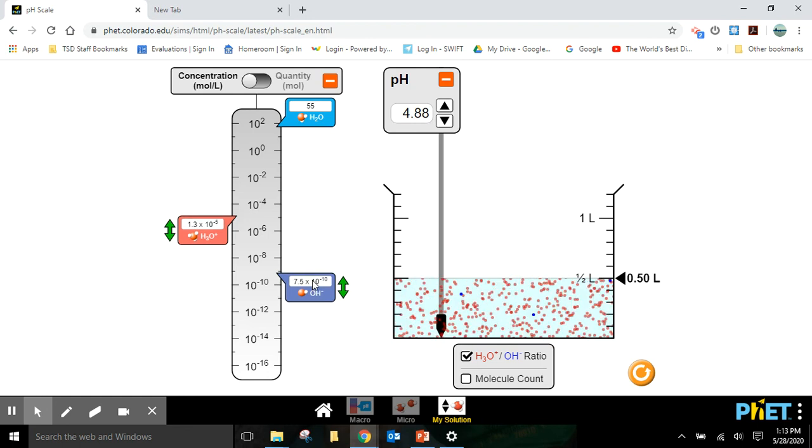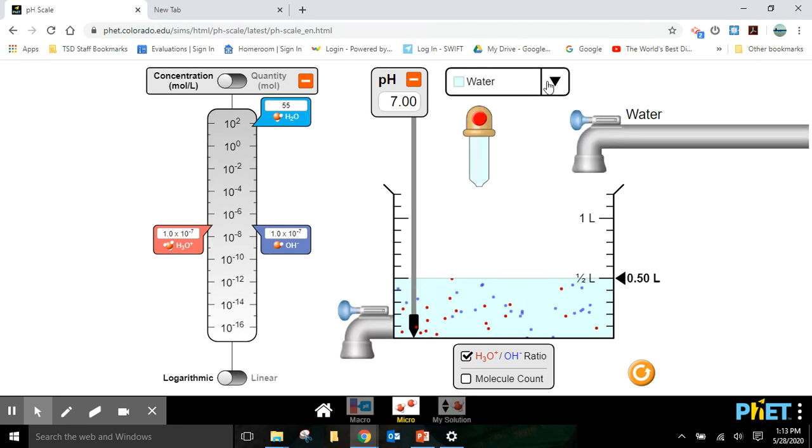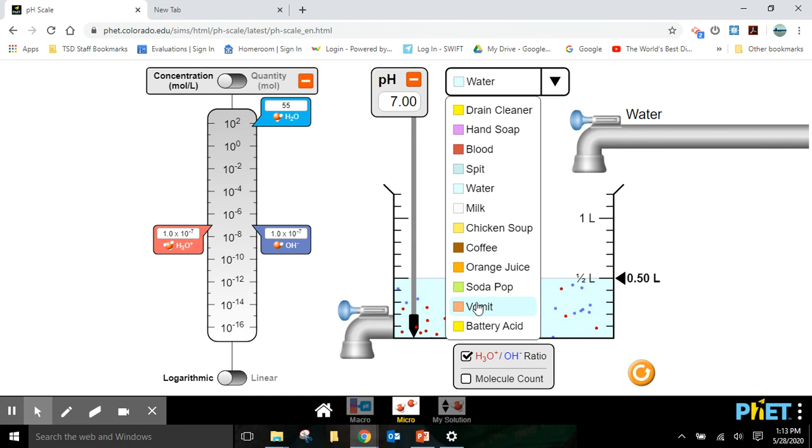So hopefully you recognize that these numbers are not just fictitious things that were created. It's because at 10 to the negative 7 of each of those, that would equal the right number to be 1 times 10 to the negative 14th, right? Neat thing about that is then you can go in and list, and you can see that's water, but you can also use vomit, right?